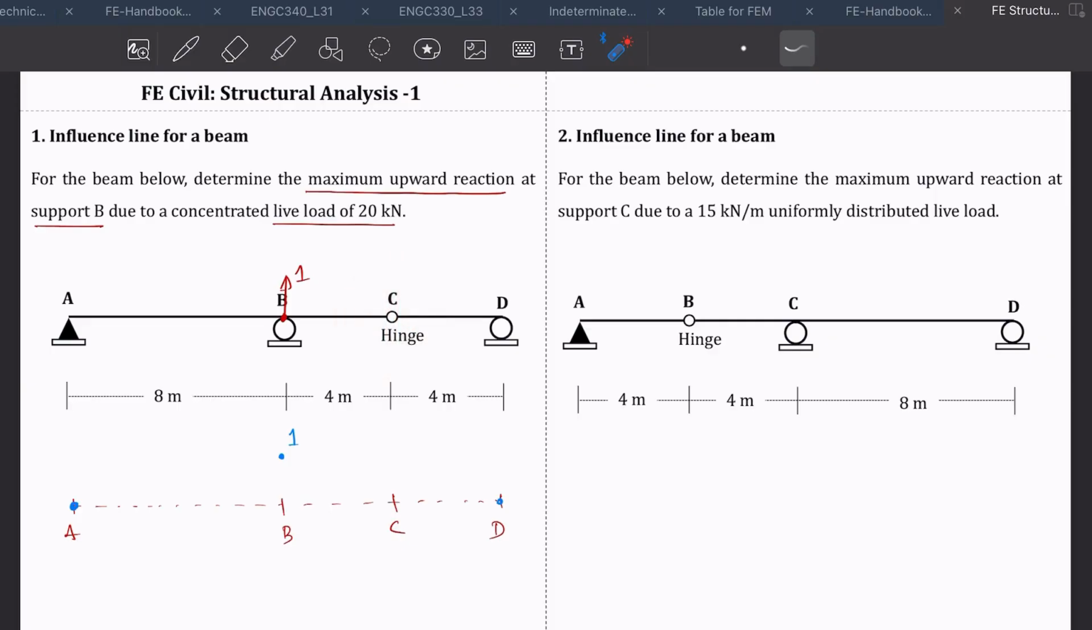So we have to draw a straight line, because the concept of the Mueller-Breslow principle says that once you move this joint B up, the deflection of the beam will be the representation of your influence line.